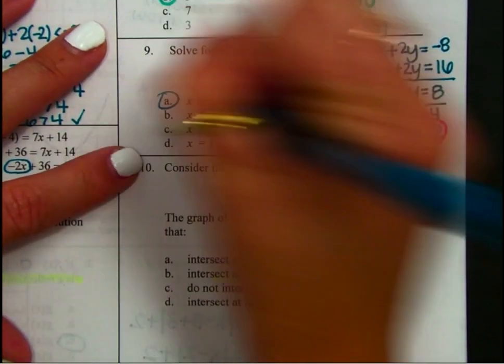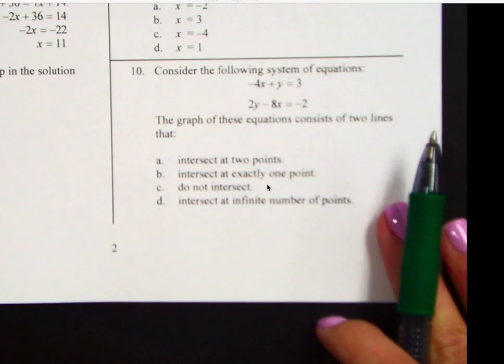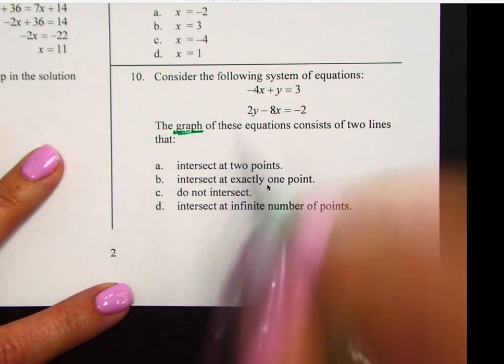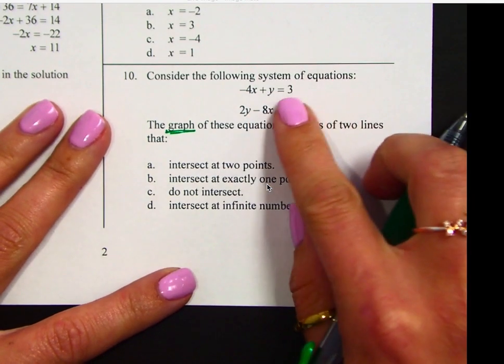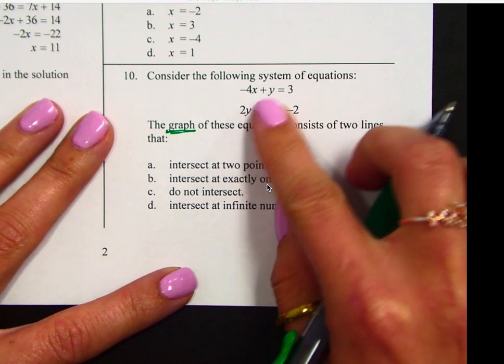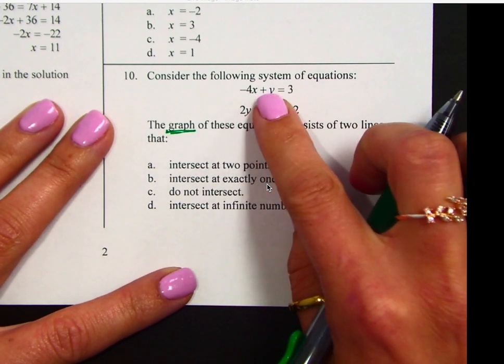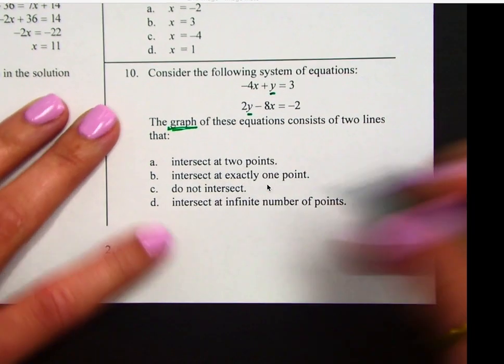And that's the answer. Number 10, we're going to look at this following system of equations, and then they're asking us about the graph and what the two lines would look like. So what we should do, well, there's different ways you can do it. You can solve using combination or substitution, but since they're talking about the graphs, what I'm going to do is put these both in slope-intercept form. So I'm going to isolate y in each equation.